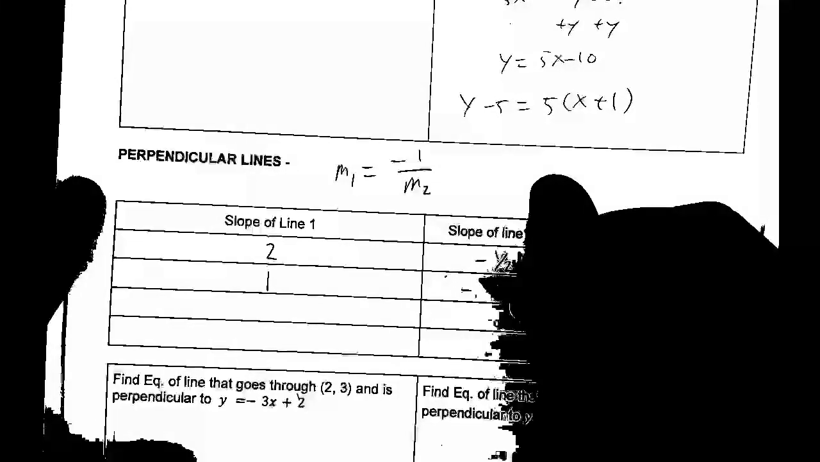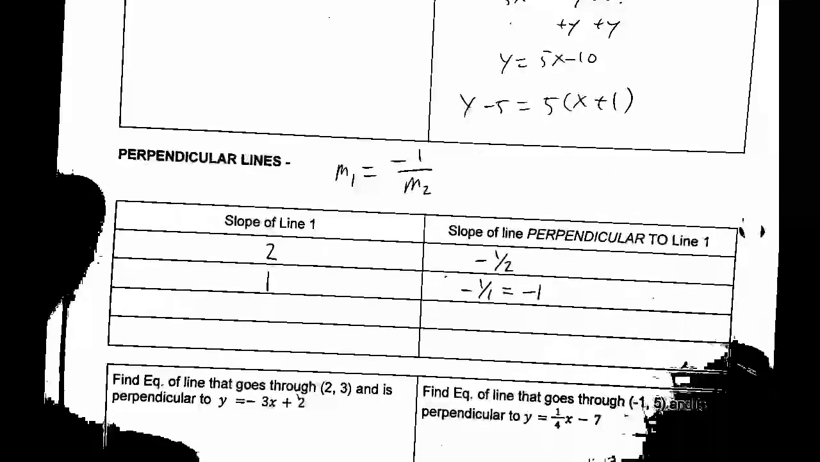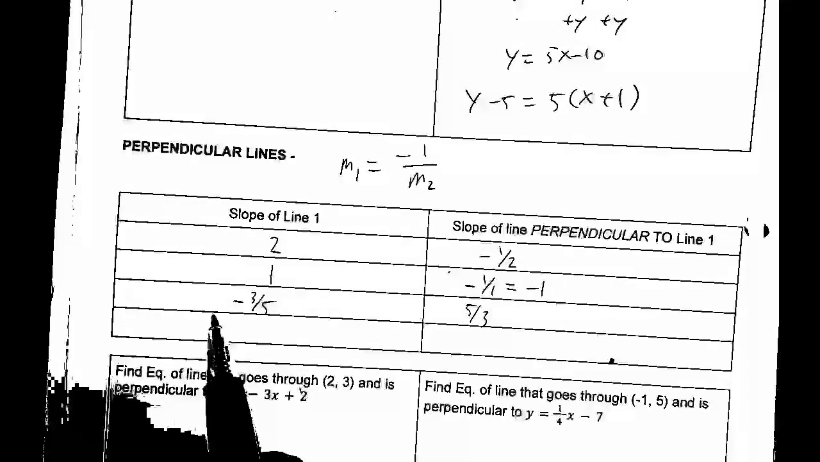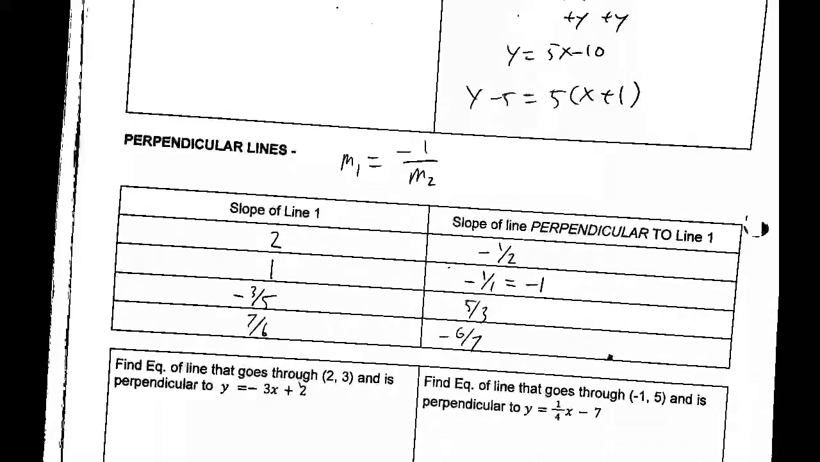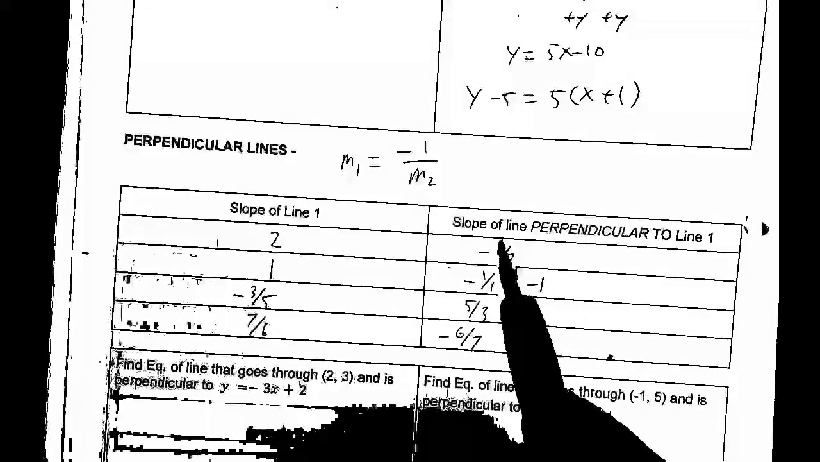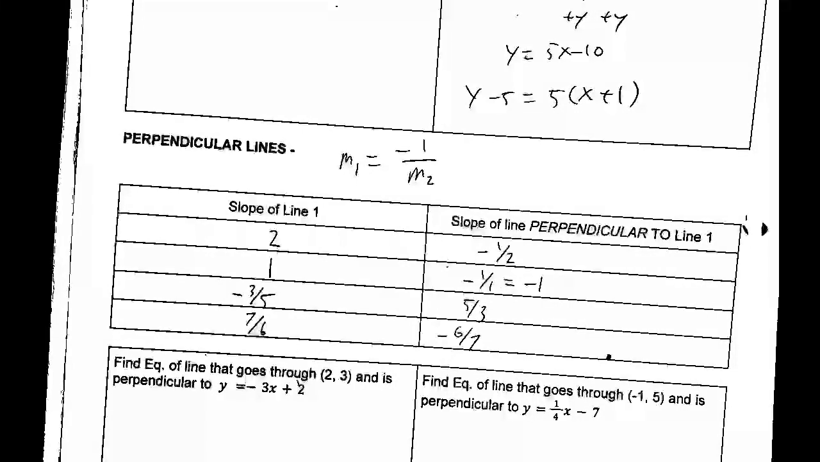If the slope of one line was just 1, it would just be negative 1 over 1, which is just negative 1. If the slope of one line was negative 3/5, that would be 5/3, right? You are going to flip the numerator and denominator and change the sign. We'll do one more. Let's do 7/6. That would be negative 6/7. Okay. So change the numerator and denominator, right? 1 over the original slope, and then change the sign from negative to positive or positive to negative.